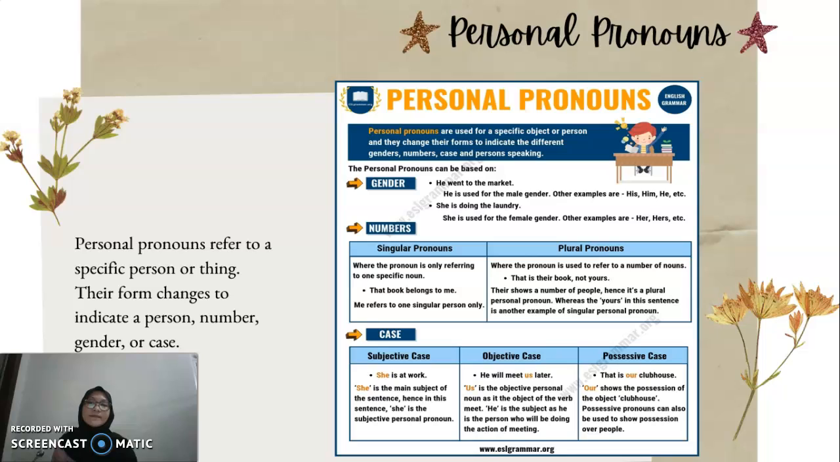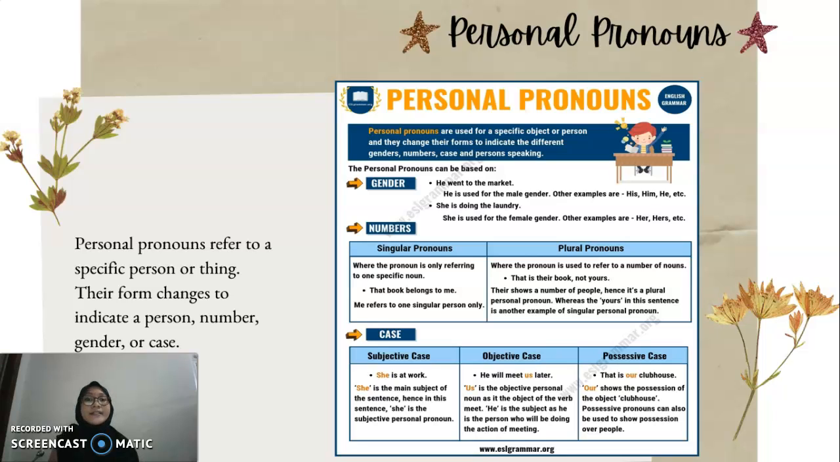Personal pronouns. Personal pronouns refer to a specific person or thing. Their form changes to indicate a person, number, gender, or case. Personal pronouns are used for a specific object or person, and they change their forms to indicate the different genders, numbers, case, and person speaking. The personal pronouns can be based on 3 points: gender, numbers, and case.